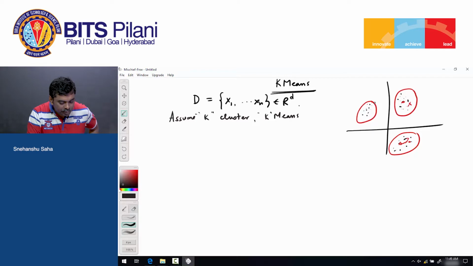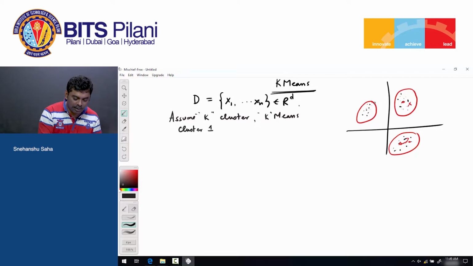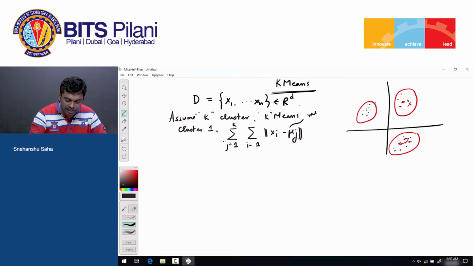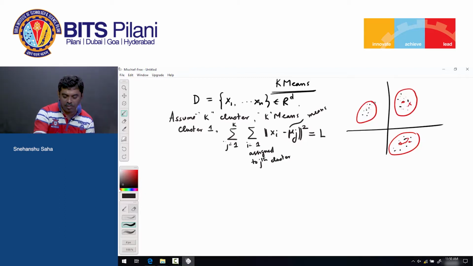Now, actually, we really don't know where the centers of these clusters are. So let's say I take one cluster, let's call this cluster 1, and I have these means. I try to compute the distance of a data point from the mean, and I call this some value L. So this means that this point is assigned to the jth cluster, and j can be 1 to k.